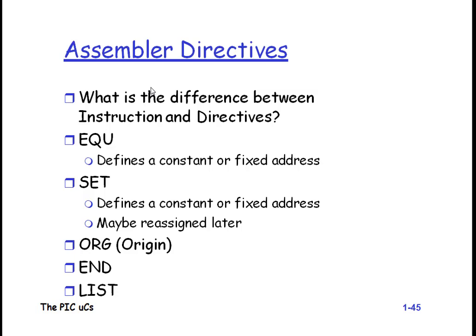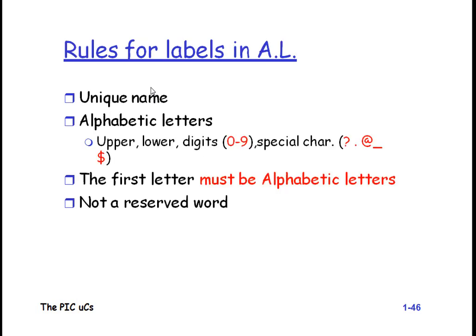There are some directives mentioned last. Rules for labeling in assembly language. The first one is that the name will be unique. It can use different alphabetic letters, uppercase, lowercase, digits, and special characters. The first letter must be an alphabetic letter, and it must not be a reserved word.